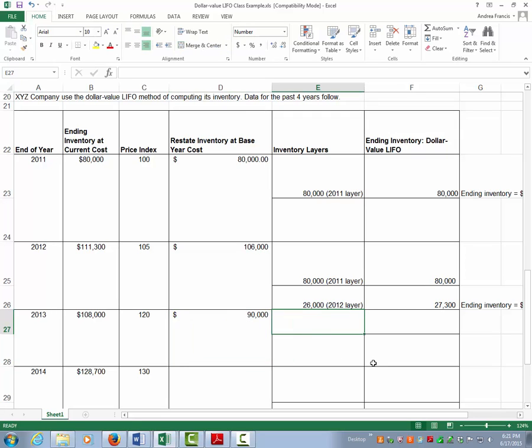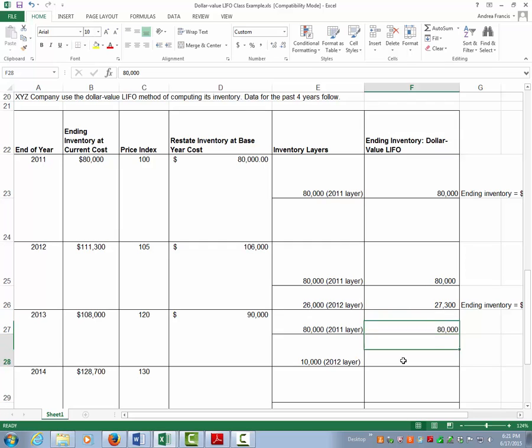Remember, LIFO assumes that the earliest inventory remains behind. So of this 90,000, it must mean that the 80,000 2011 layer is still there. And then we've got 10,000 which is not from 2013 because remember we had 26,000 from 2012. This 10,000 is still from 2012. So this company actually managed to sell 16,000 of the 2012 layer, but they still have 10,000 left. So they haven't liquidated the entire thing. So 80,000 remains.